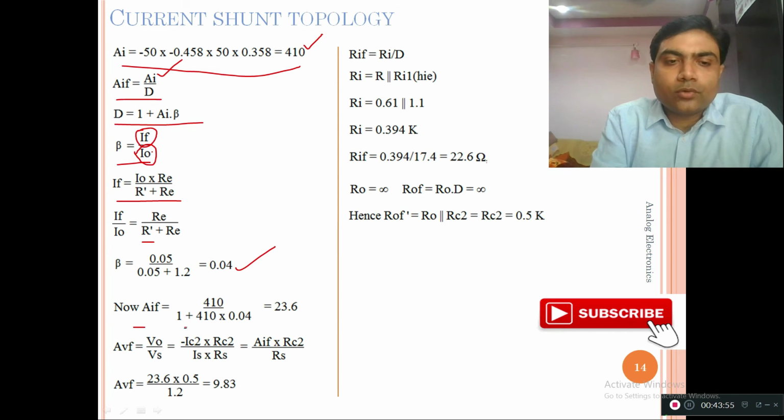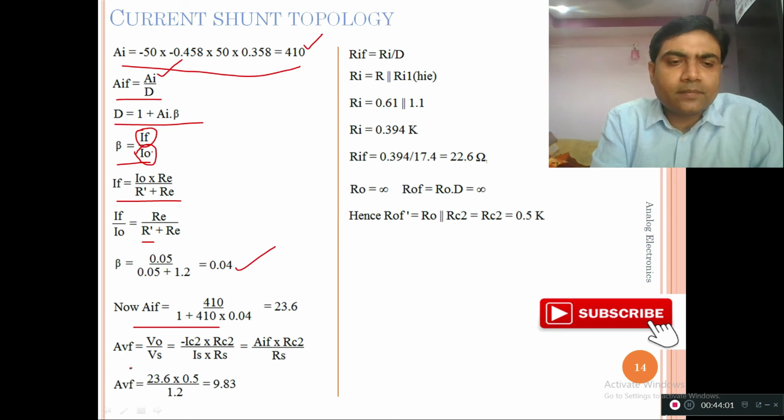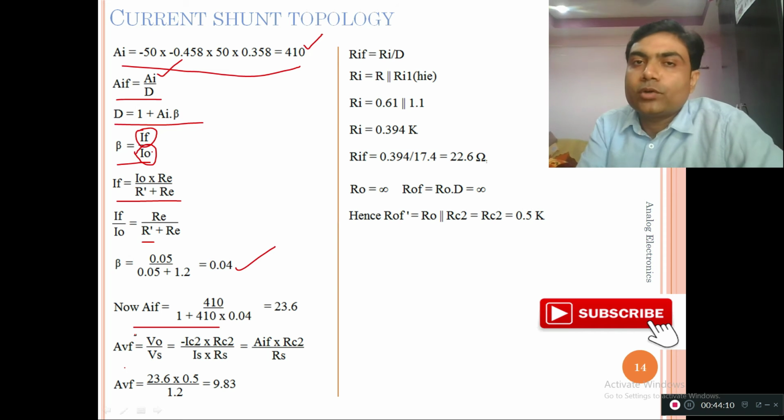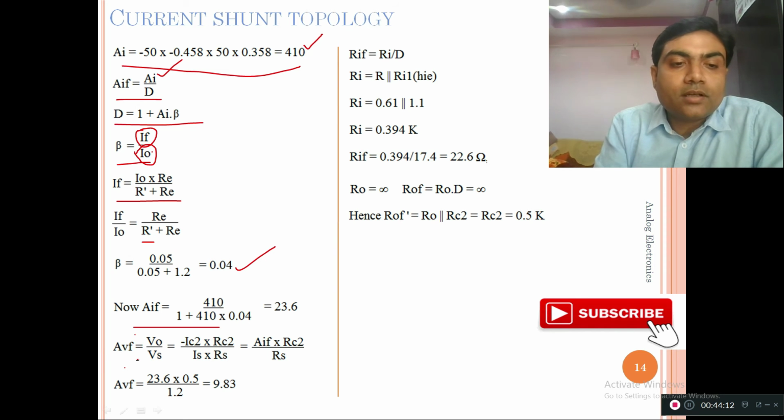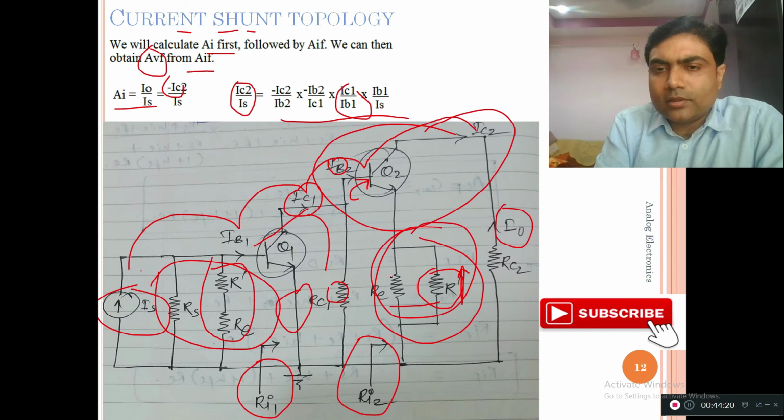By the value of the beta you can calculate the value of the AIF as well, just putting the value of the data in the formula, and likewise we can determine the value of the AVF. Now we have calculated the AIF, but the question says we have to calculate the AVF. So from where can we calculate the AVF? By having the value of V naught upon Vs. So where is the V naught? V naught is present over here across the RC2.